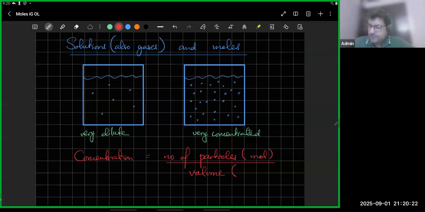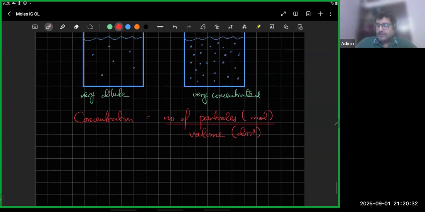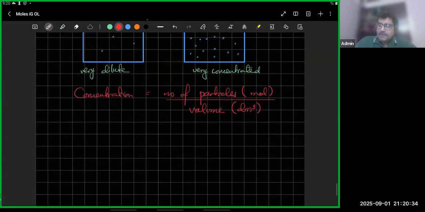Volume is always going to be in decimeter cube. Okay, the volume is always going to be in decimeter cube. And a decimeter cube is like a cm cube or a meter cube. You should know what the conversion is. If somebody describes something in cm cube, that thing has to be converted.